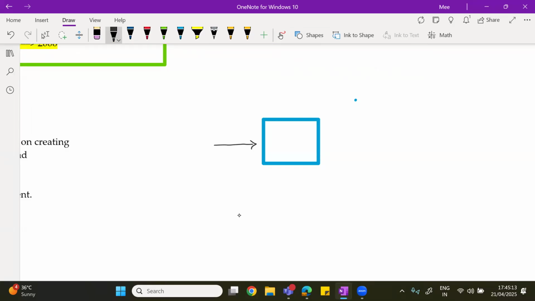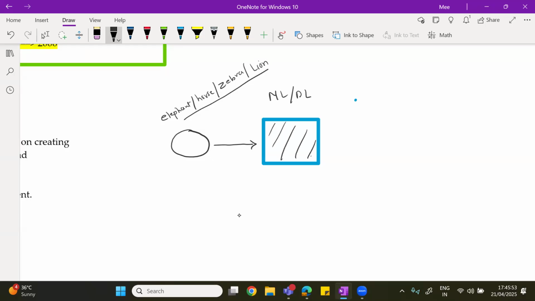Okay, it will take the data. Now I'm talking about ML or DL. Just take it, you are giving pictures of some vehicles, or just take it as some animals. I'm giving the pictures of elephant, horse, zebra and lion. Like this, I'm giving. These are the different pictures I'm giving over here. Now, this model will learn from this.